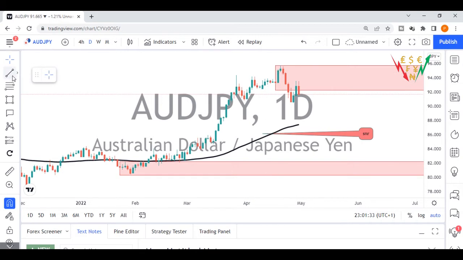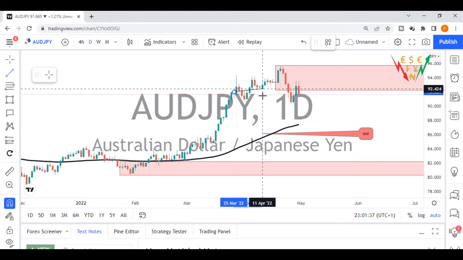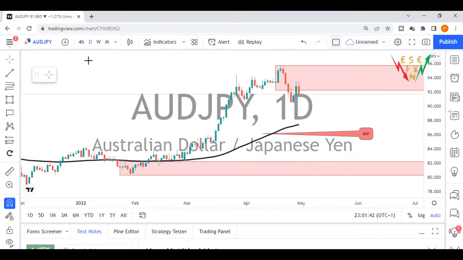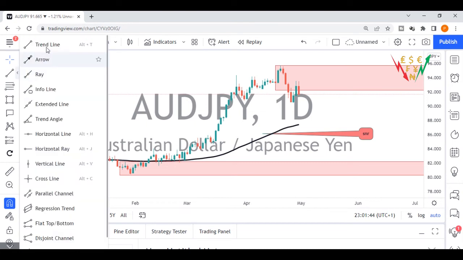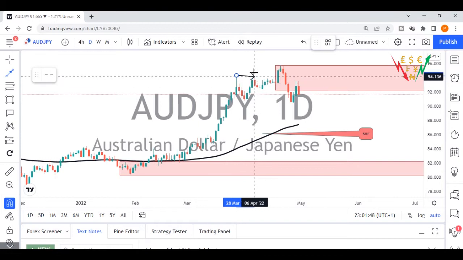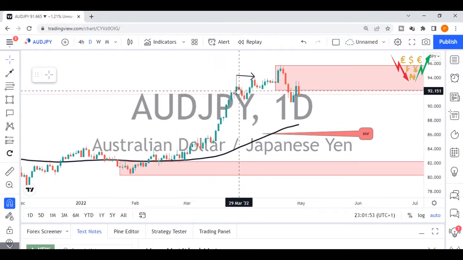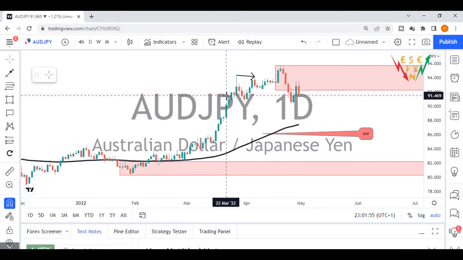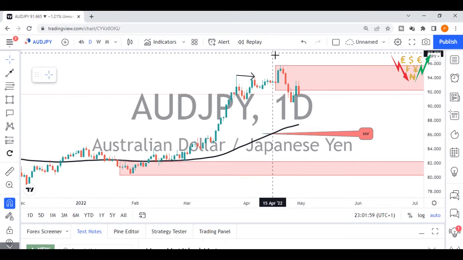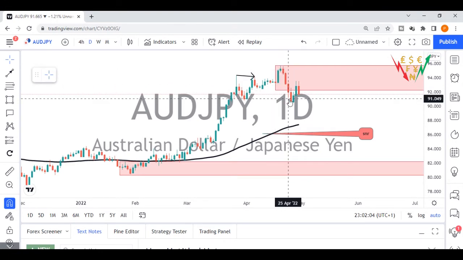It took out this equal high, it took out this level. Since this is kind of difficult, let me use another tool, the arrow. The price took out this level here. So it gave us this move like it was going to come down at an obvious level right here, and the price took out this level. And at this point, guys, the price started coming downwards.